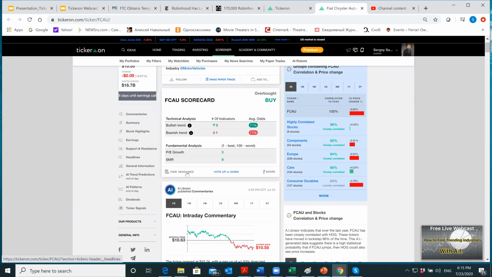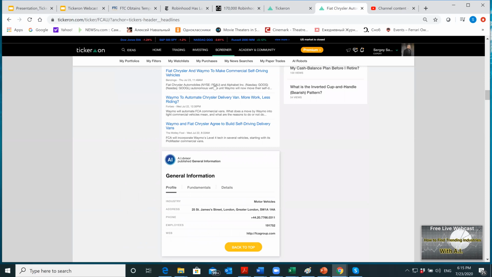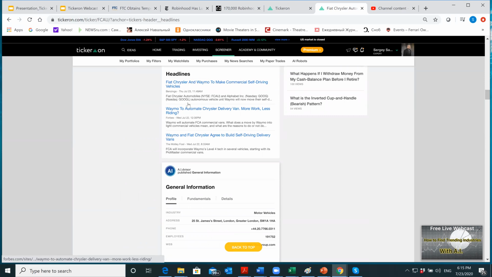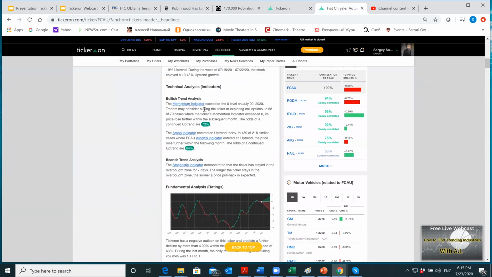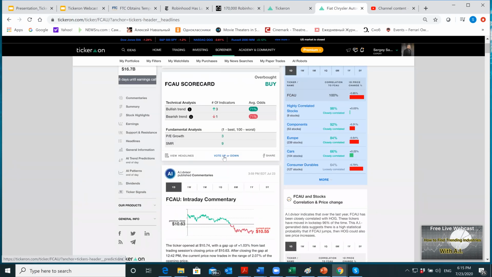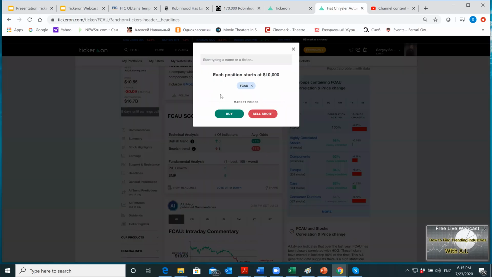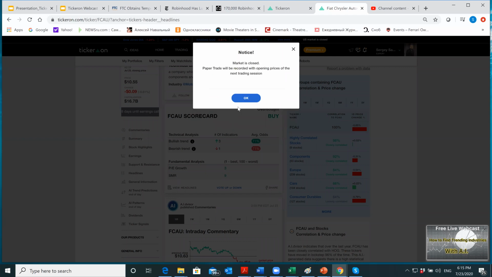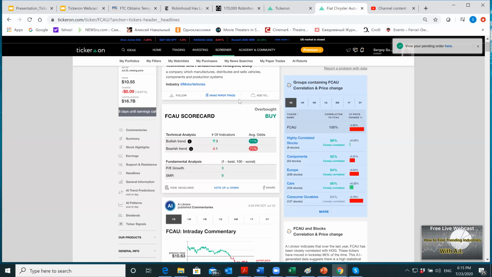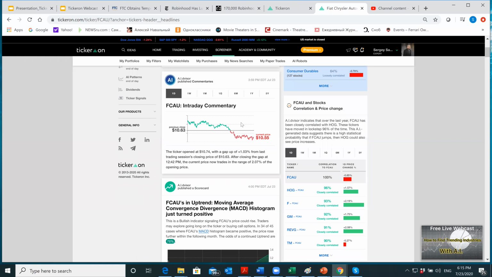You can view the different indicators here, and then View Headlines. Clicking here, you're going to see what's going on with Fiat right away. It's on the same page, it just jumped. You can vote, share on Facebook, or make a paper trade, and it is a buy. You click here, see it's Fiat, and then click buy. The market is closed, but it is recorded. I'll show you later how the paper trade works.